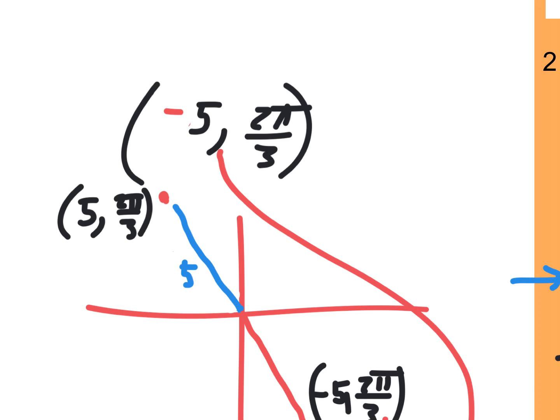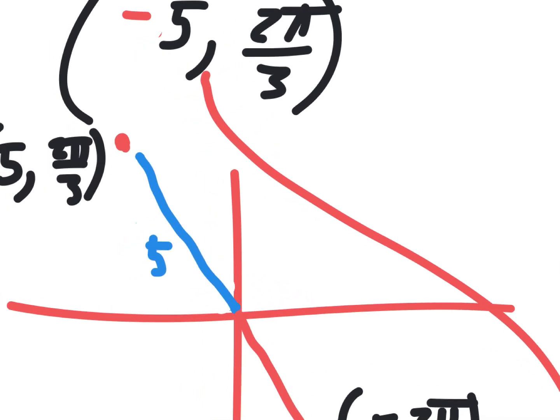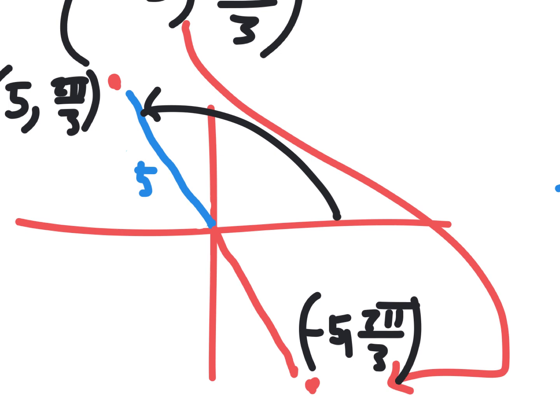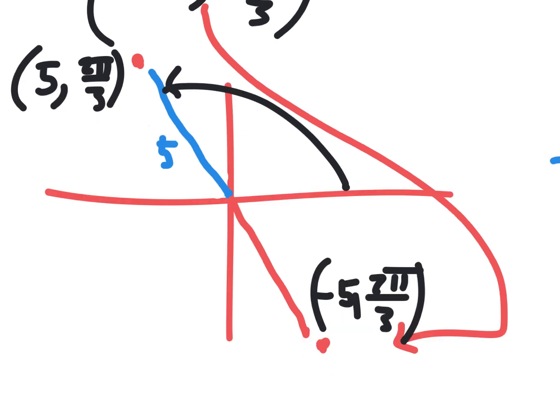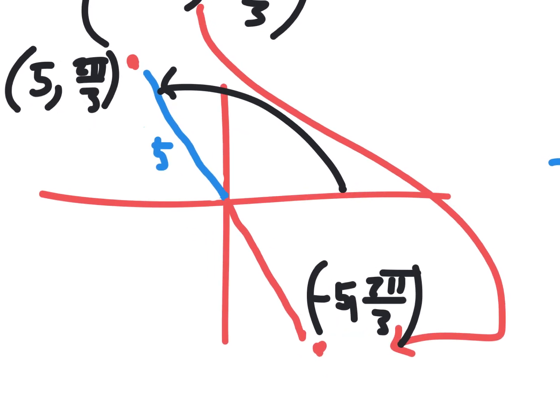I just don't understand how that's 2 pi over 3. I think this is 2 pi over 3. Would you agree with that? Okay. Now, if all I do is slap a negative on it, do you know what that does to the point? If I put a negative on the r, if I change this from 5 to negative 5, do you know where you go? Like reflection.